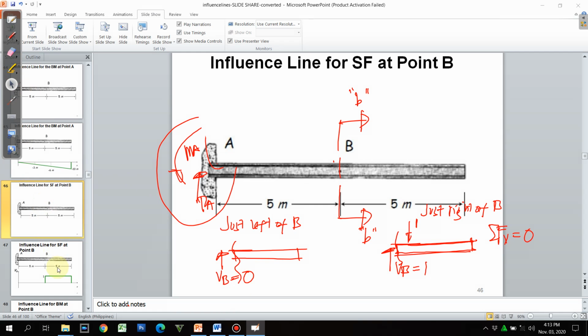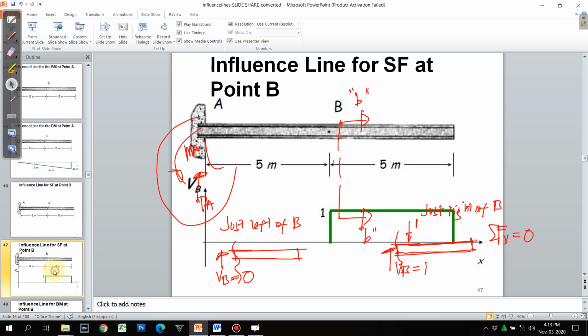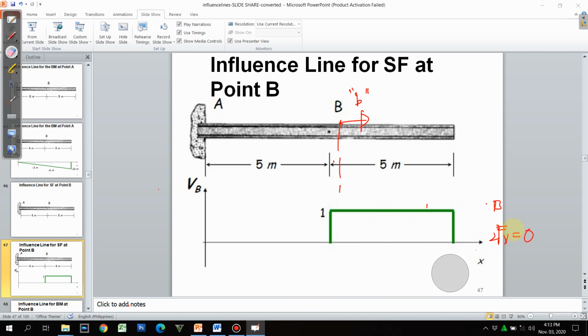So illustrating the influence line, it would look like this. When your unit load is within AB, your shear at B is 0. But once your unit load enters the segment B to C, if I'm going to name this as C, it will have a constant value of 1 up to the far end of the cantilever.